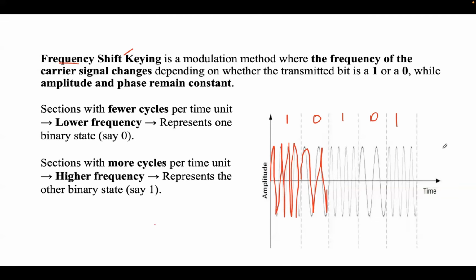The advantage of this method is that it is more resistant to amplitude noise than the previous method, amplitude shift keying, and it is easier to detect in noisy environments. Whereas the disadvantage is that it requires more bandwidth compared to amplitude shift keying. Usually this method is useful in radio communications, like radio teletype or caller ID signals.